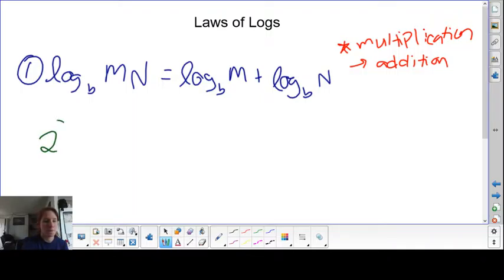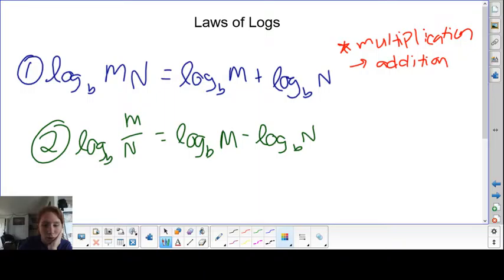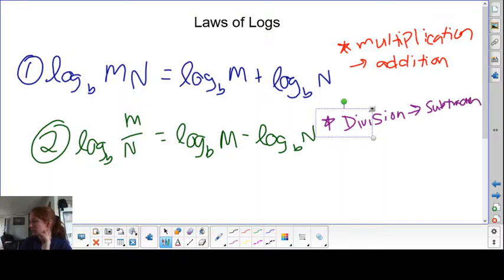All right, my second law tells me that log base b of m divided by n is equal to log base b of m minus the log base b of n. So my aha moment here is division turns into subtraction. So multiplication, addition, division, subtraction, they're buddies.